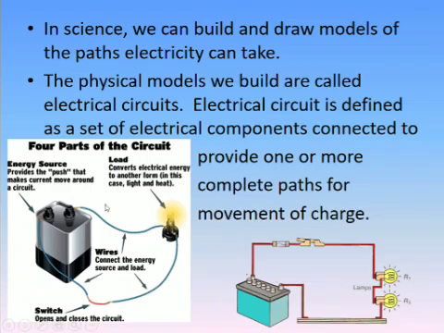Here we have the four parts of an electric circuit. We have the energy source, which is the dry cell. It is considered an energy source. It's a main part in the electric circuit. We have the load. Here, the load is the bulb.